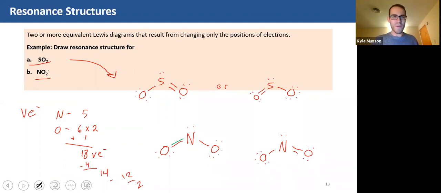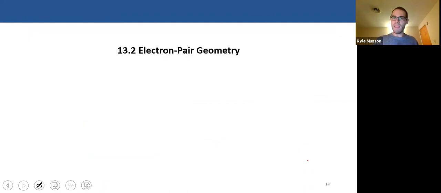Okay, so again, these are examples of resonance structures. So that's it for that section on Lewis structures and Lewis diagrams. And in the next video, we're going to be talking about electron pair and molecular geometries. So I'll see you there.